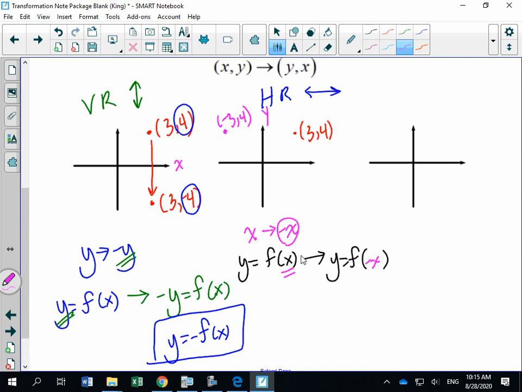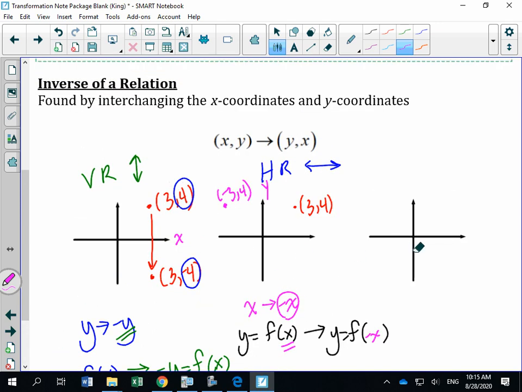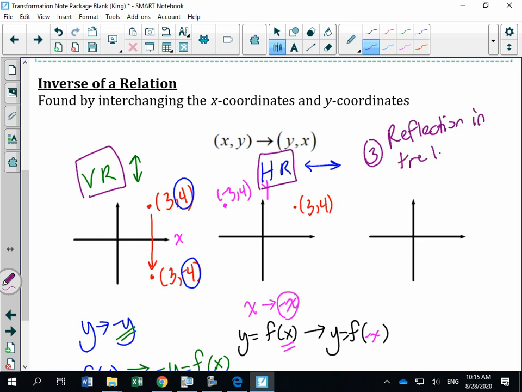Okay, now the last type of reflection, I introduced it in lesson 2, but I said we will actually get to that in the last lesson, which is this one here, lesson 5. So the last type of reflection, we've got vertical is number 1, horizontal is number 2. The third type of reflection is a reflection in the line y = x.